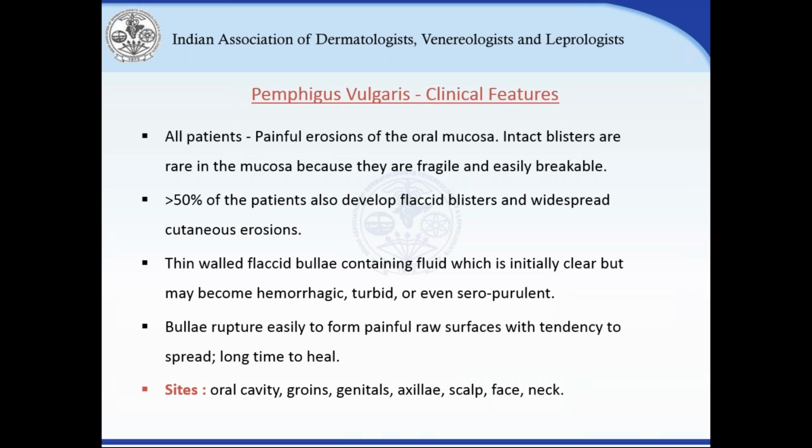Pemphigus is a fatal disease. I have seen countless mortalities due to this disease. It is a fatal disease unless it is treated. It should never be ignored. Raw surfaces have a tendency to spread, and it takes a very long time to heal. Generally, there is no scarring because it is intraepidermal, but once there is secondary infection, there is scarring. But with time, that scarring is very minimal, and with time, the outcome is very good. The sites are oral cavity, groins, genitals, axillae, scalp, face, and neck. Of course, the eye can also be involved because mucosae are involved.